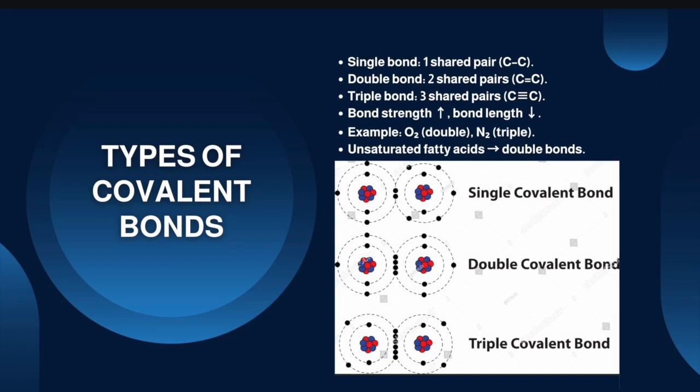What are the types of covalent bonds? It can be a single bond when one pair of electrons is shared, a double bond when two pairs of electrons are shared, a triple bond when three pairs of electrons are shared. So basically three types of bonds are there. In the diagram you can see the sharing of electrons in the outermost shell denoted by the black dots. You can see here one pair, two pairs and three pairs.